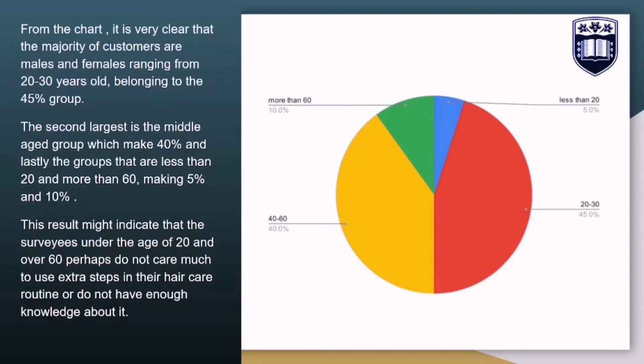This chart was a result of surveying around 20 people, and the results might indicate that people who are older than 60 and less than 20 might possibly not have a proper hair care routine or not care about their hair as much as the other groups, and not have as much knowledge on hair care products as the other groups as well.